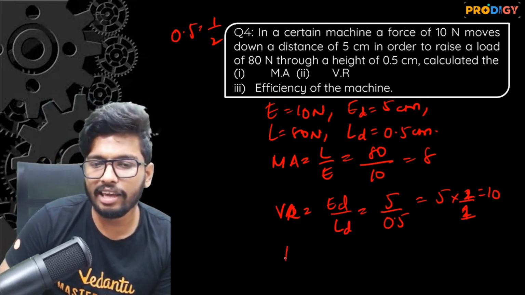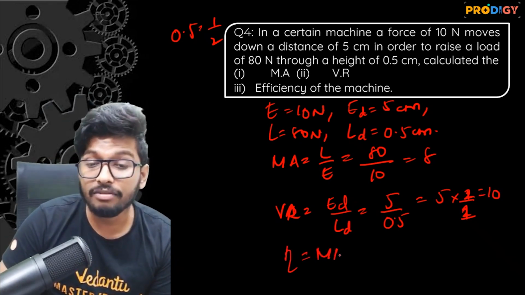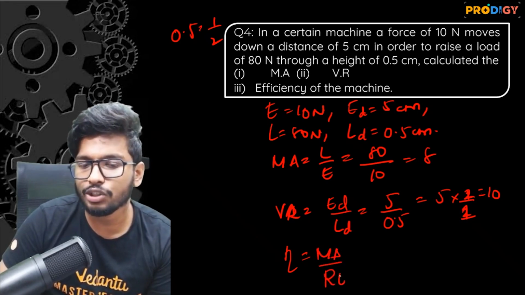Now to find out the efficiency, efficiency is equal to mechanical advantage divided by velocity ratio.